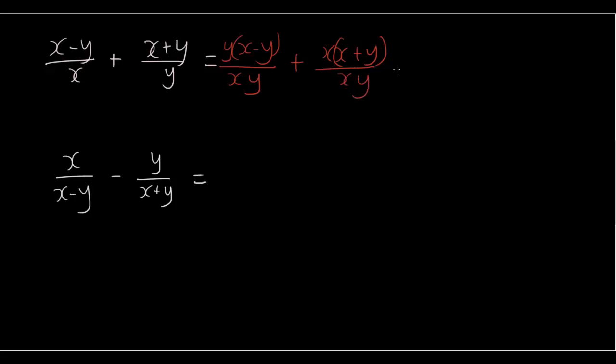And now we can combine these. So that gives us xy in the bottom and y(x − y) + x(x + y). So we have just combined them.